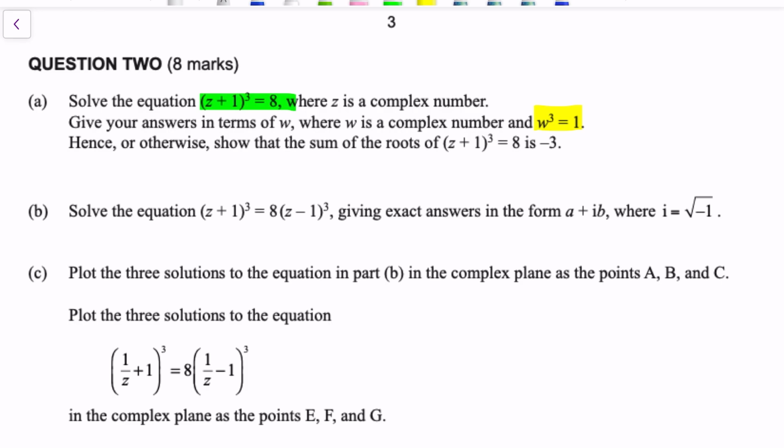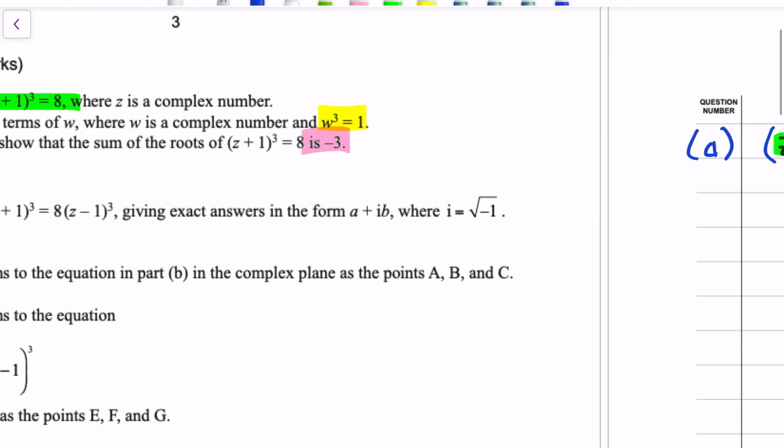Hence or otherwise show that the sum of the roots to the problem is negative 3. Well, we can find that third part without doing that second step, but it does tell us we have to do the second step. The "or otherwise" just says if we didn't do the second step, we can solve the third step in any way that we please. So let's just do the third step first. Sum of the roots is minus 3.